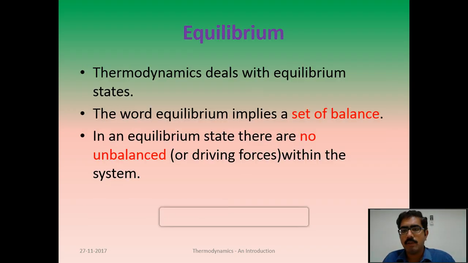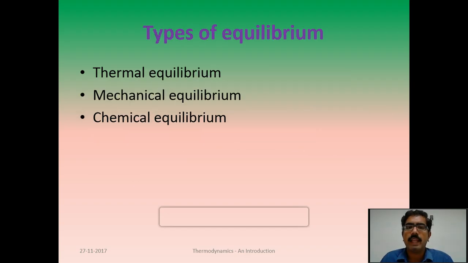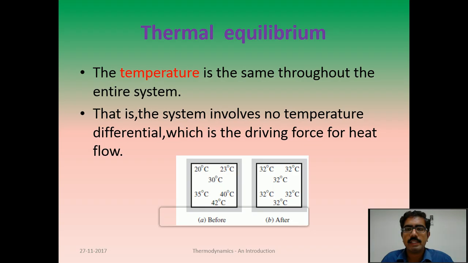Next one, equilibrium. Thermodynamics also deals with the equilibrium state. The word equilibrium implies a state of balance. Okay. Under thermodynamic equilibrium, we are having various types: thermal equilibrium, mechanical equilibrium, chemical equilibrium. For example, if a system satisfies thermodynamic equilibrium, it should satisfy thermal equilibrium, mechanical equilibrium, and finally chemical equilibrium. So first one is thermal equilibrium.